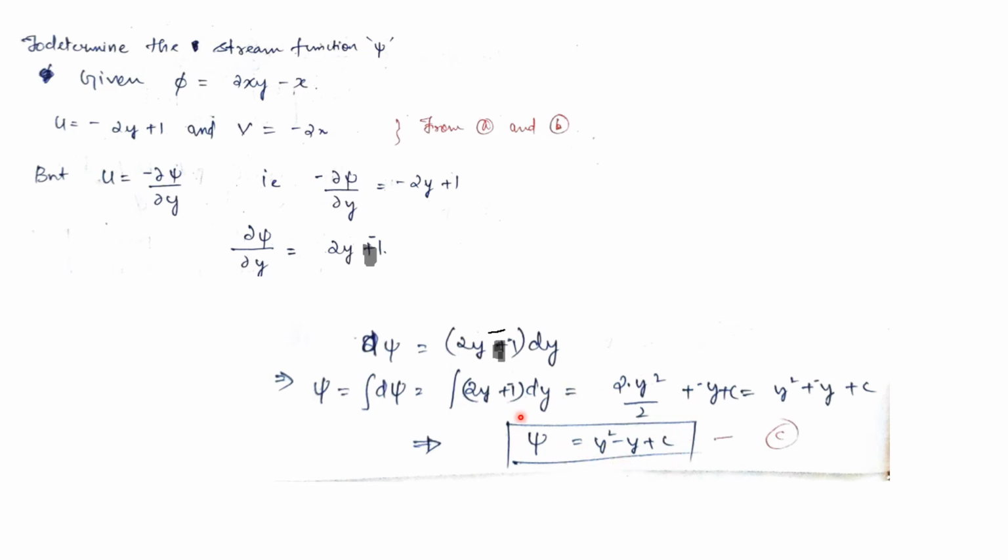But remember, this is the value of the stream function. But also you need to find the value of the constant. The constant is unknown. How will you find the value of the constant?